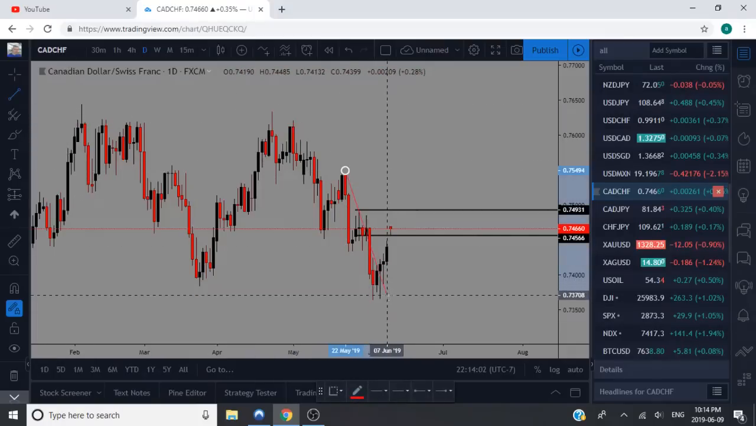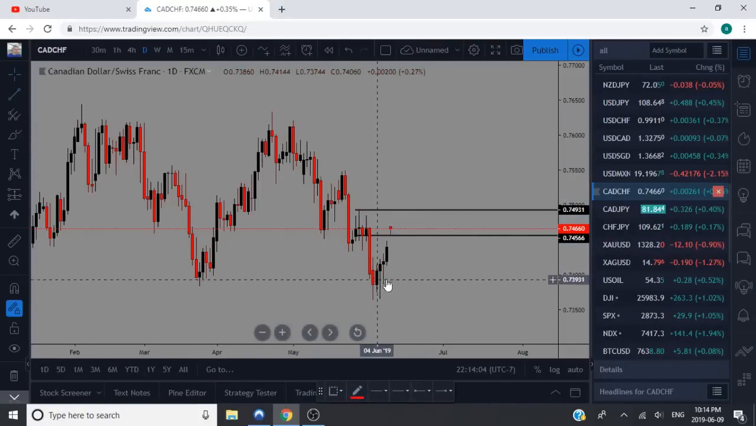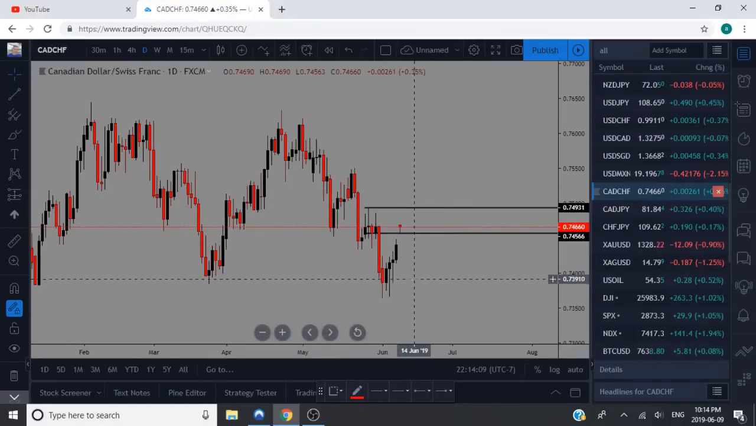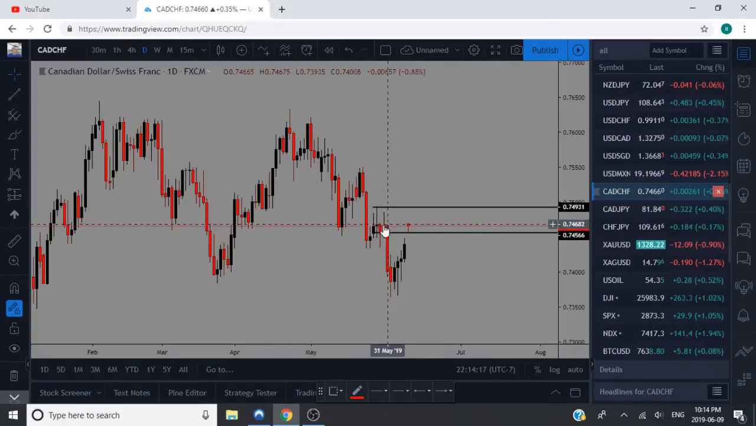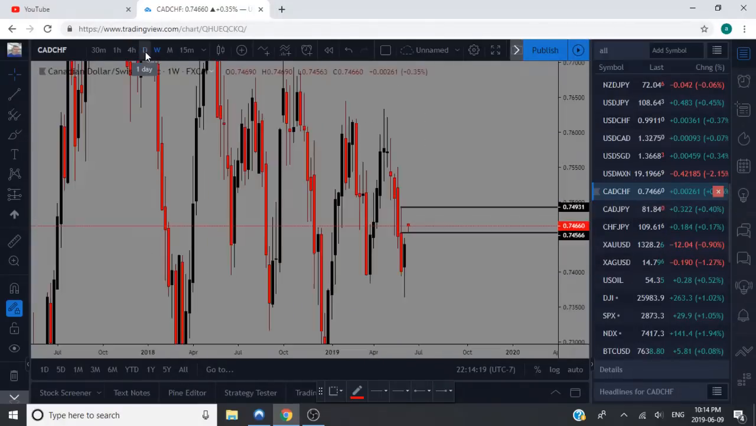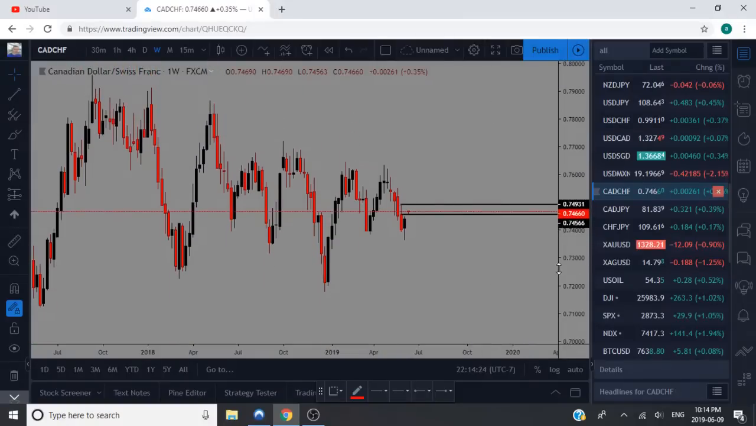As for demand, nothing yet. Sure, you're going to have some buyers down here, maybe by the wicks, but nothing that I want to put my money at yet. I don't like the structure of it, how big those wicks are, just wicking all over the place. I like this area for selling though. Let's see the weekly. Nothing on the weekly. This is the weekly chart.